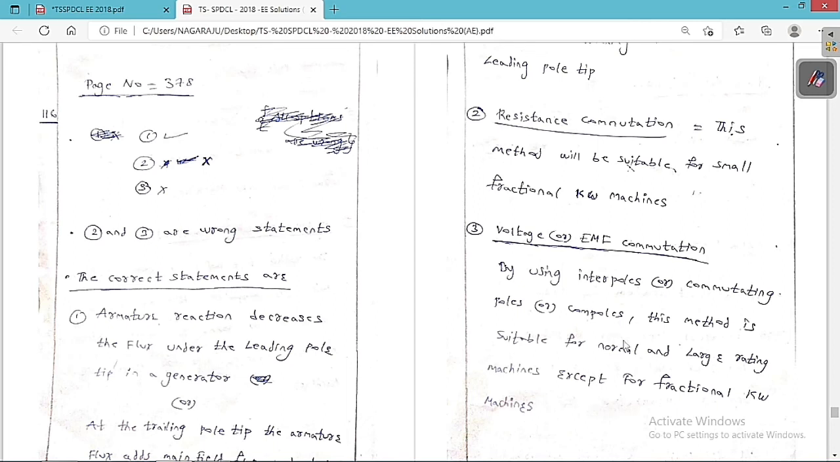So by using interpoles or commutating poles or compoles, this method is suitable for normal and large rating machines except low fractional kilowatt machines. Finally we can say, for low fractional kilowatt machines we go for resistance commutation, and for high rating machines we go for voltage or EMF commutation.